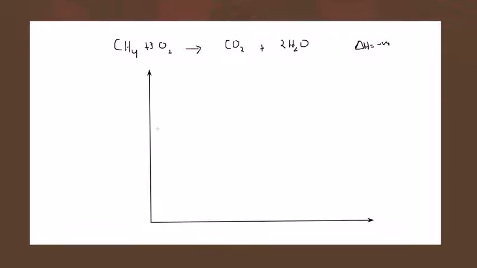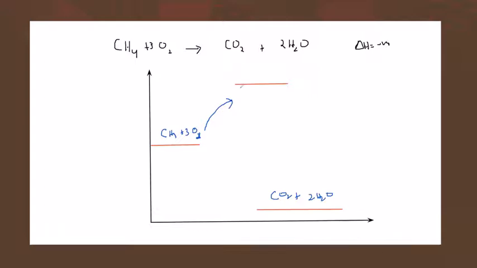So when we make an energy profile diagram, the reactants have high energy and the product has low energy. The minimum possible energy at which the reaction starts is called the activation energy. We have the reactants first. What are the reactants? We have methane and oxygen as reactants, and the products formed are carbon dioxide plus water.